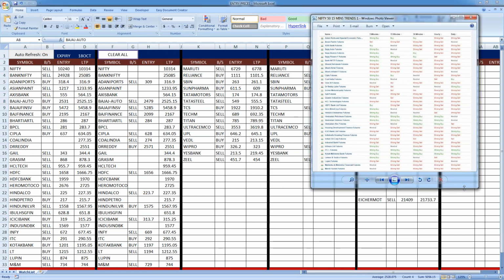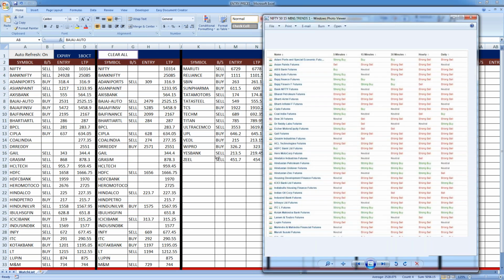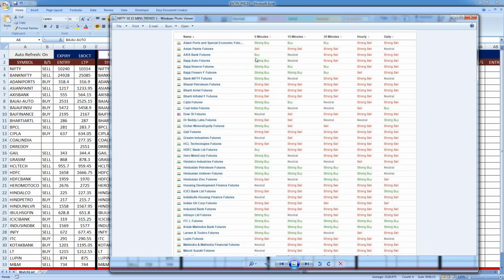Here I have the trend. You can see that Bajaj Auto futures for a 5-minute trend is a very strong buy. Neutral means that it is flat, and in a 30-minute chart it's a strong sell, on an hourly it is a strong sell, and on a daily basis it's a strong sell. So what I mean finally is this buy call might give you very minor profits tomorrow.